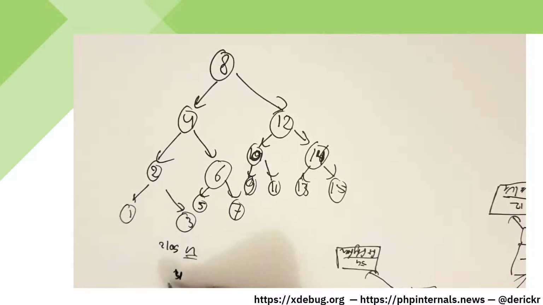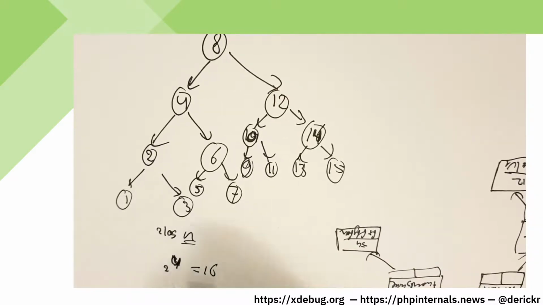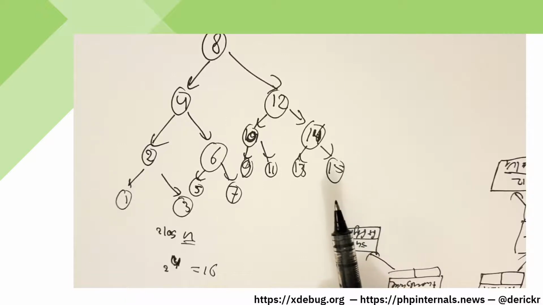Because 2 to the 4th is 16 again, right? So with 4 steps, you can get to all the numbers from 1 to 15. I must have made a mistake somewhere. No, it doesn't look like it. So this is the best possible case for finding a number.